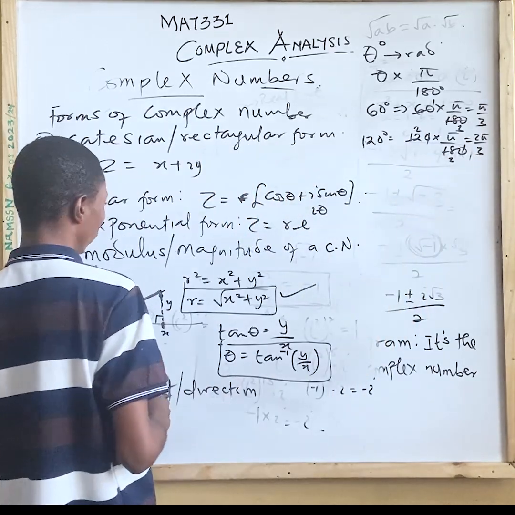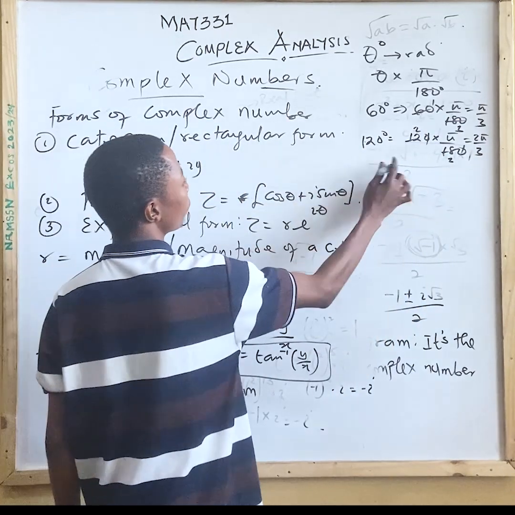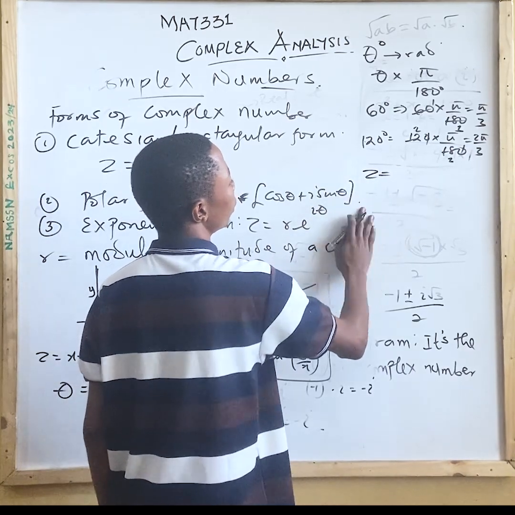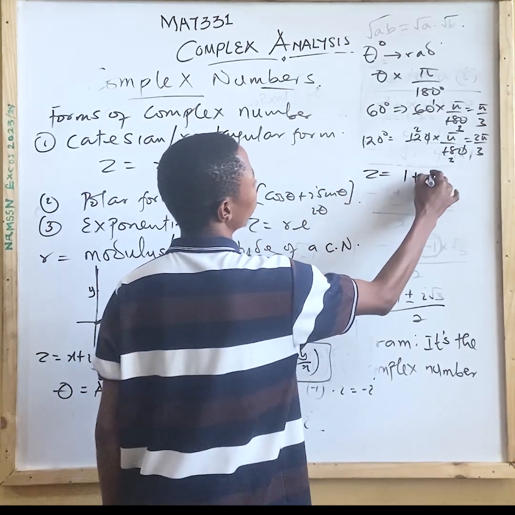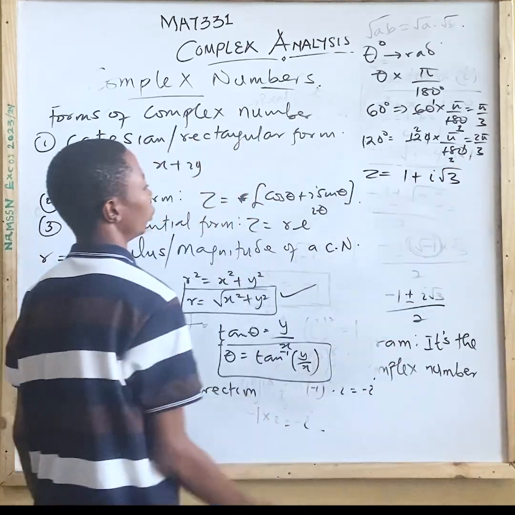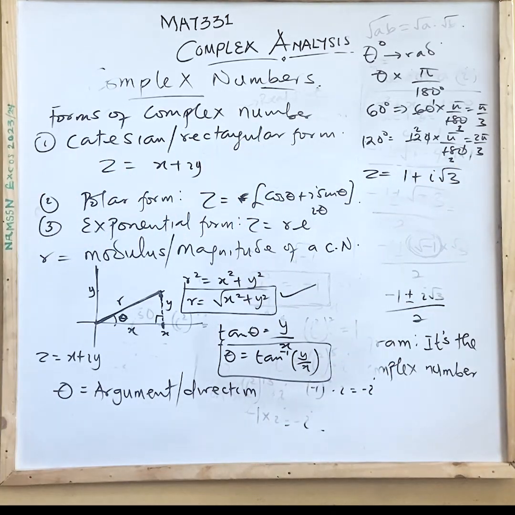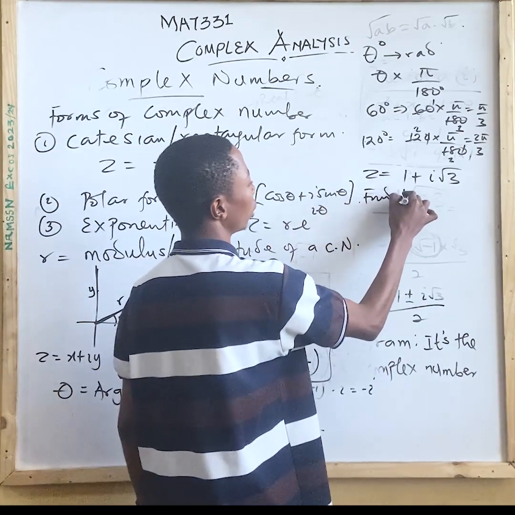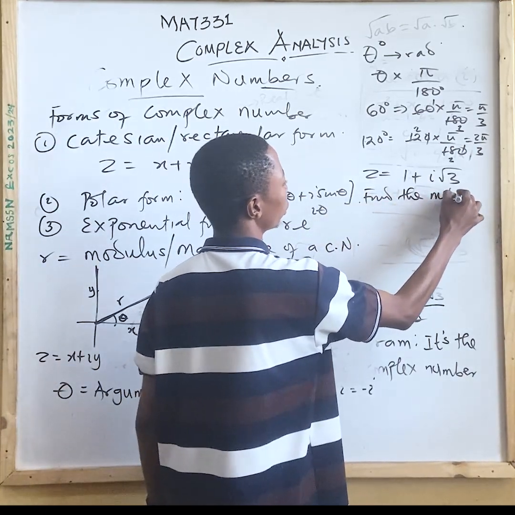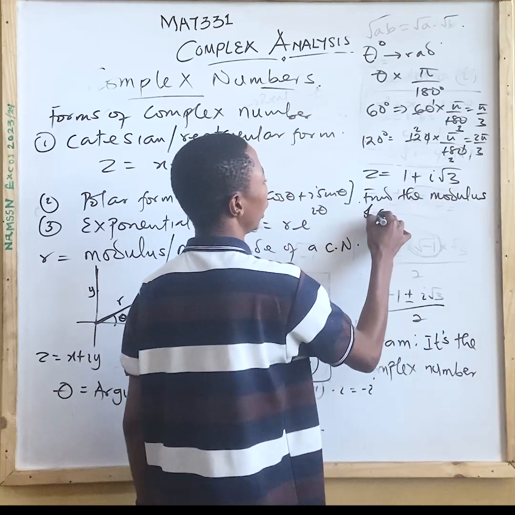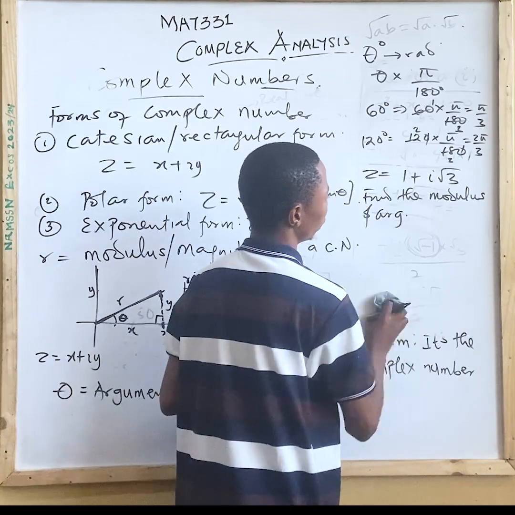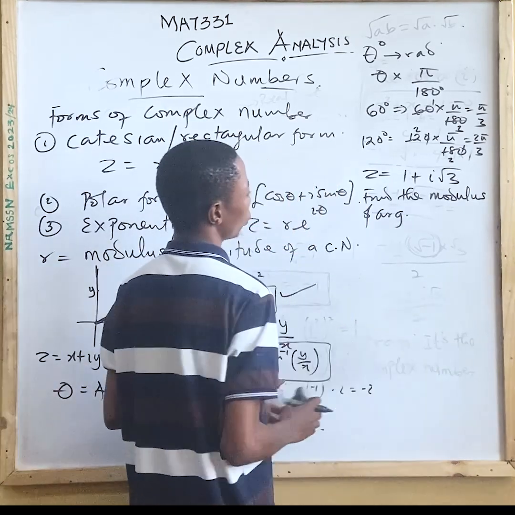Okay, now let's say we have z. z is equal to 1 plus i root 3, for example. z equals 1 plus i root 3 as a complex number. I want to find the modulus and argument of this complex number z. So z is equal to 1 plus i root 3. So how do we do it?